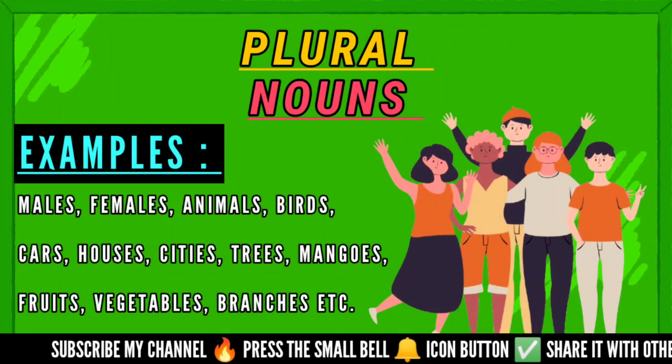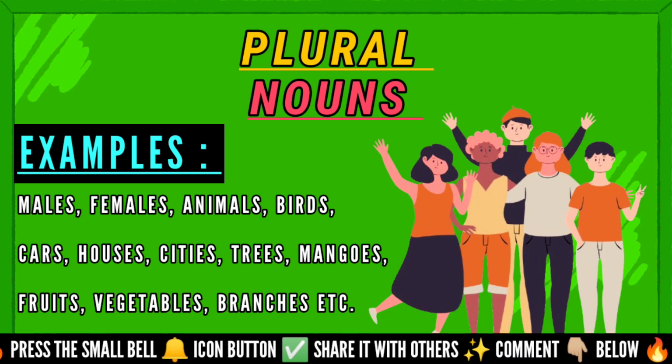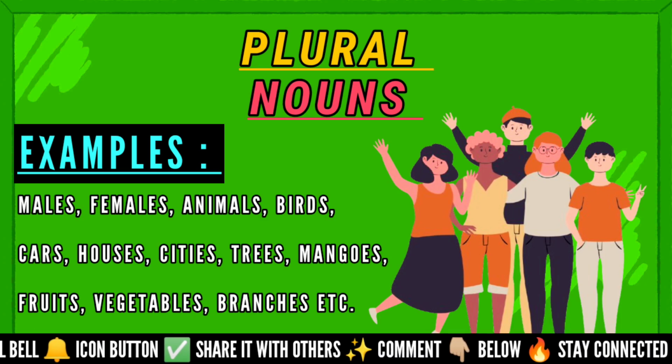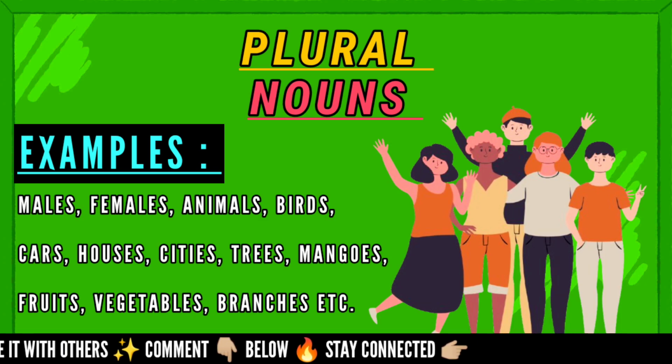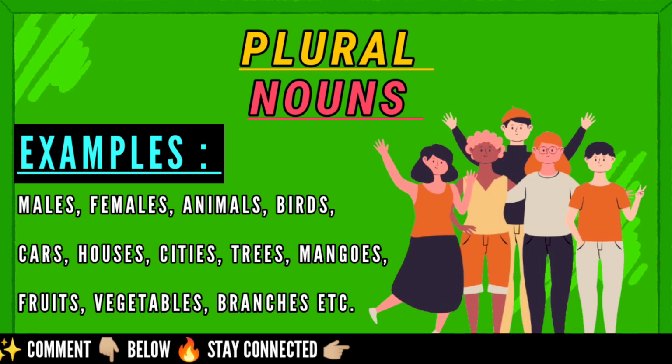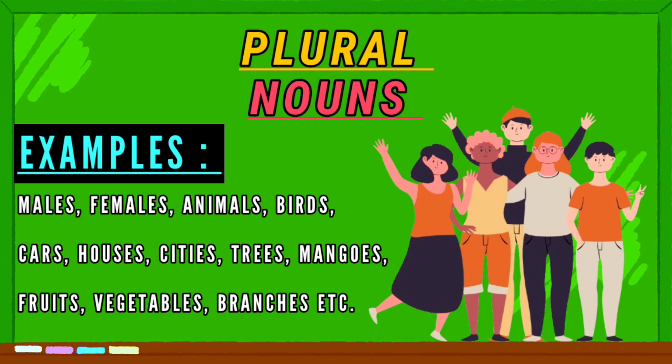For example, you can see here males, females, animals, birds, mangoes, trees, etc. Well, these are the specific examples of plural nouns. In singular nouns, there were only male, female, animal, bird. But in plural nouns, we have added s at the end of those words. Like males, we have added s at the end of that word, so now it has become plural noun males. For mangoes, we have added es at the end of that word mango, so now it has become mangoes. From the singular noun mango into plural noun mangoes.